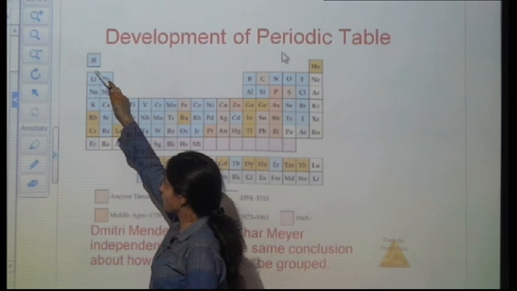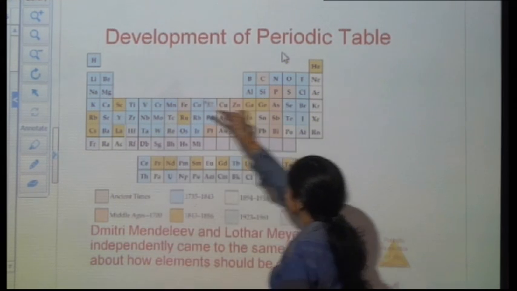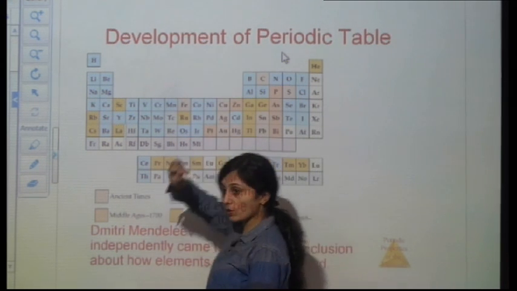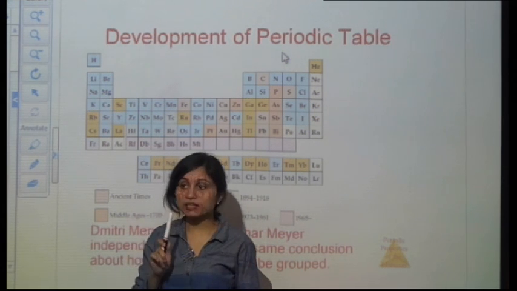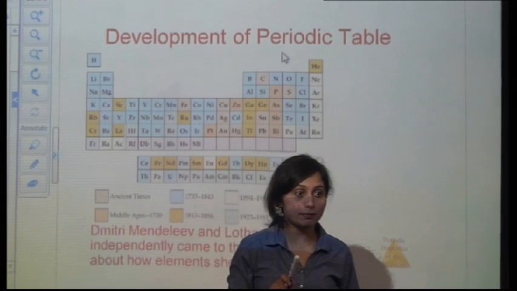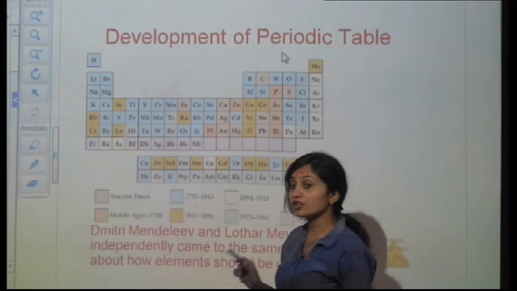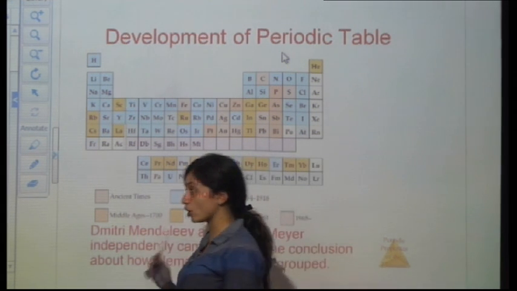Now here what you have is all these are known as groups, and when you move from left to right they are known as periods. They are also arranged according to the increasing atomic numbers, because what is the modern day periodic law? That the physical and the chemical properties are a periodic function of their atomic number.